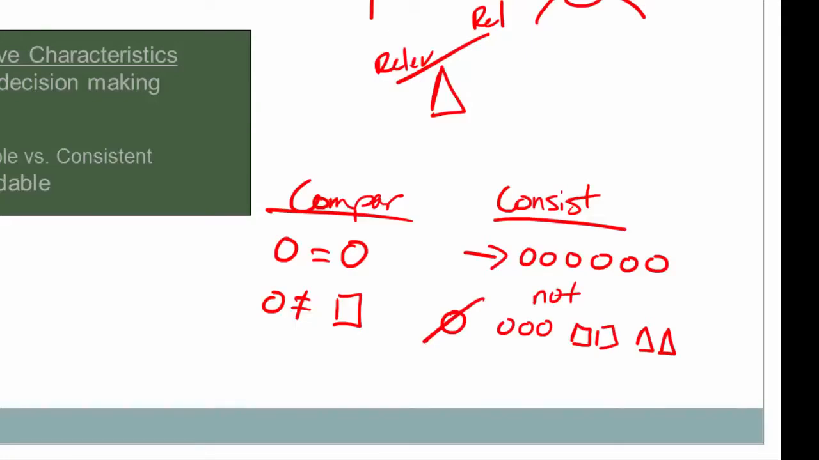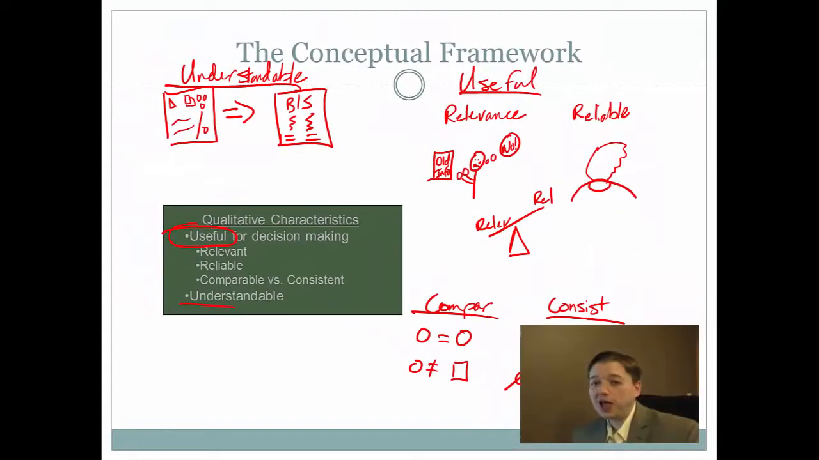Okay, we want information to be relevant, we want it to be reliable, at least as best we can between the two. We want it to be comparable across companies, consistent over time, and then we want it to be understandable to somebody who understands at least the basic concepts of financial accounting. Don't have to be an expert, but at least you have to understand the basics.